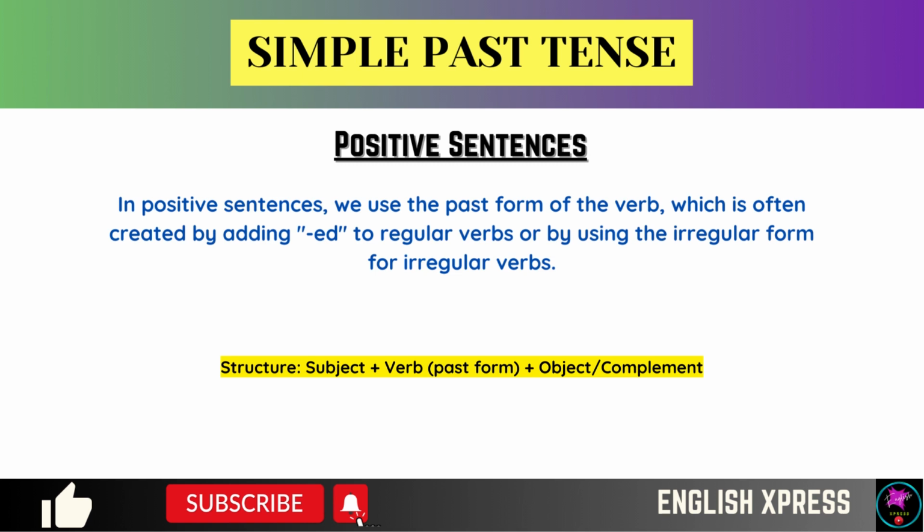In positive sentences, we use the past form of the verb, which is often created by adding -ed to regular verbs or by using the irregular form for irregular verbs.